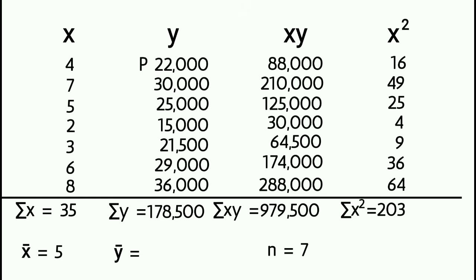Para naman makompute yung y bar or mean of y or average of y, kailangan nating i-divide yung summation of y sa number of observations. Kailangan nating i-divide yung 178,500 ng 7. 178,500 divided by 7, that is equal to 25,500.